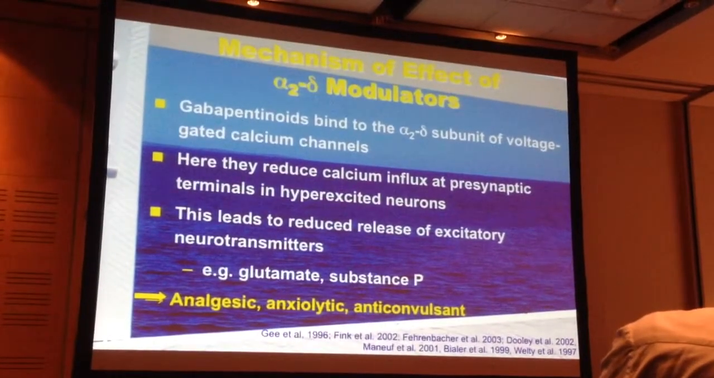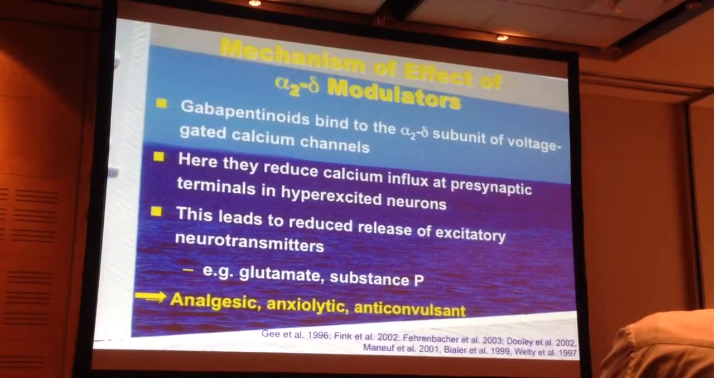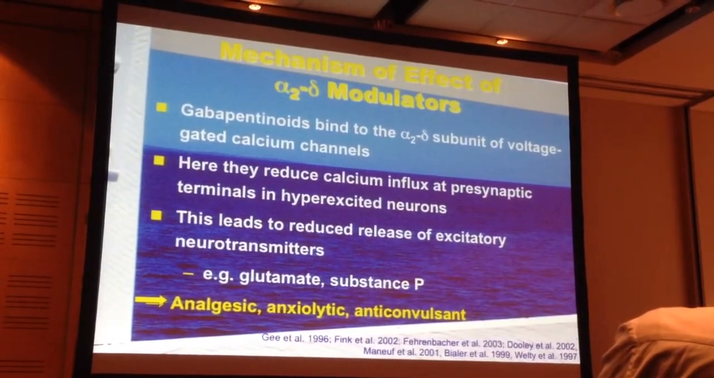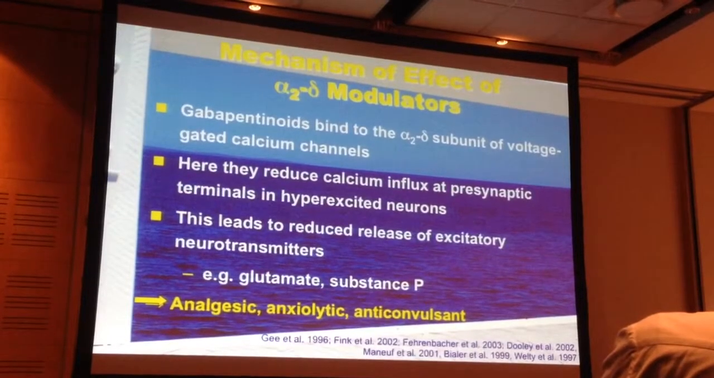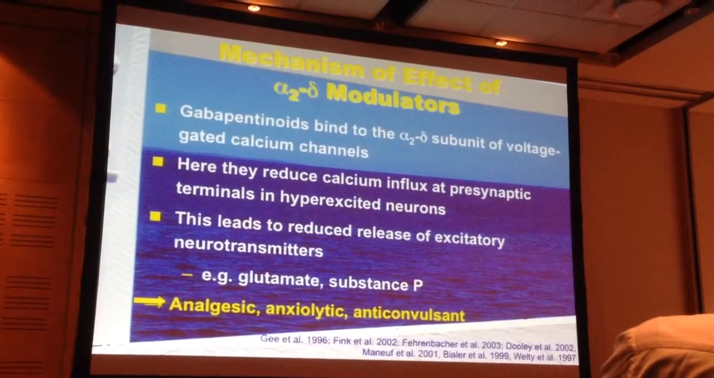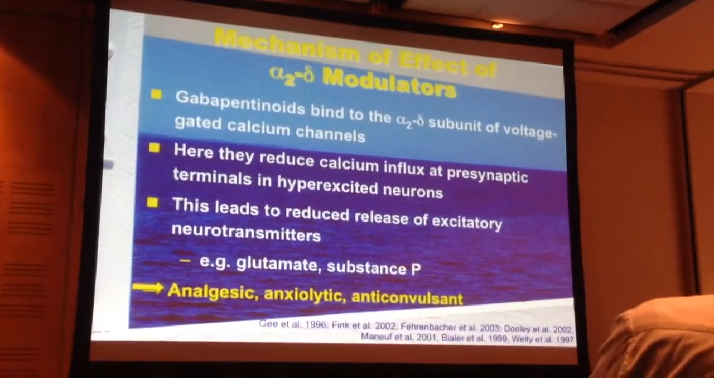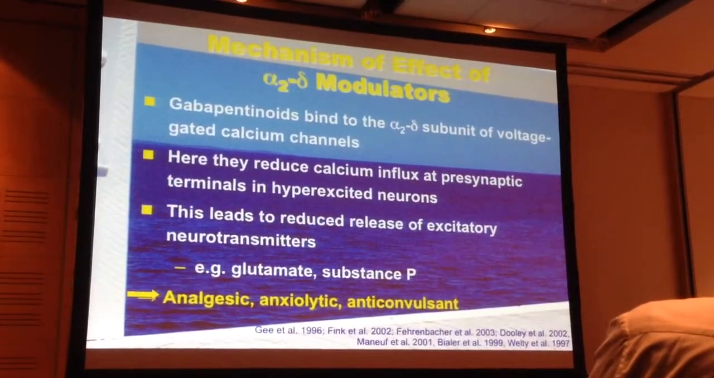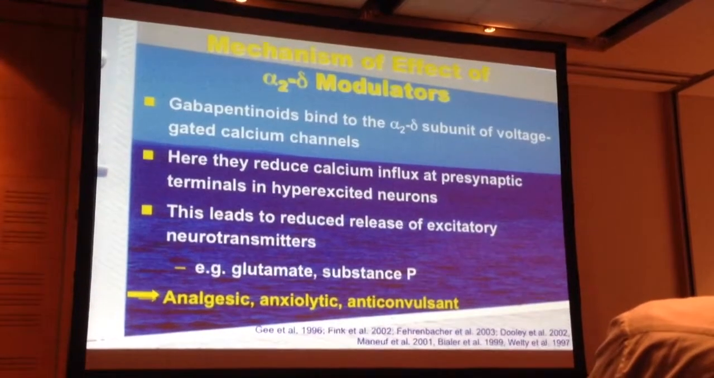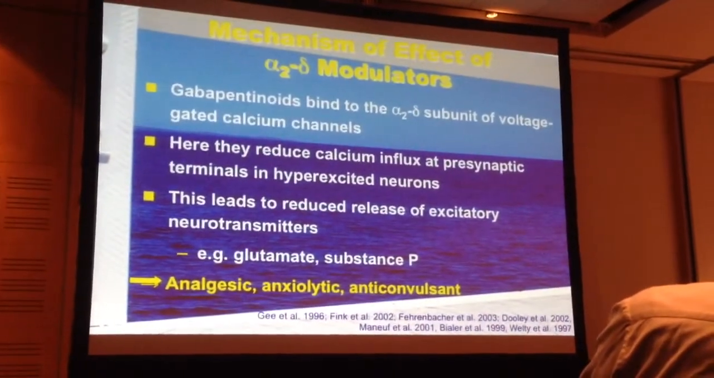In a nociceptive pathway, you have an analgesic effect, or an anti-hyperalgesic effect, to be more correct. In the central nervous system, you have an anxiolytic effect, and in an epileptic fit, you would have an anticonvulsant effect by the reduction of excitation in the nervous system. And that explains why you see now an increasing spread of indications of pregabalin.